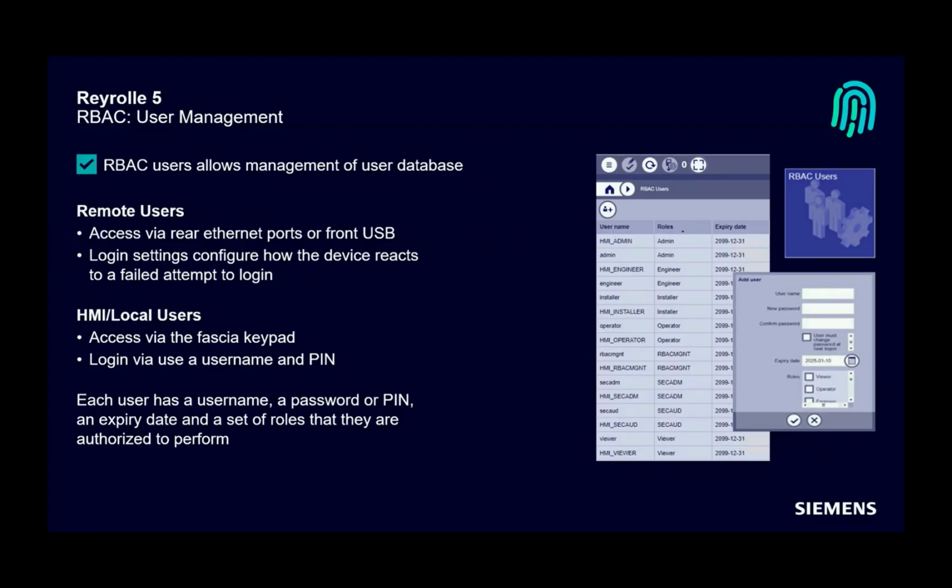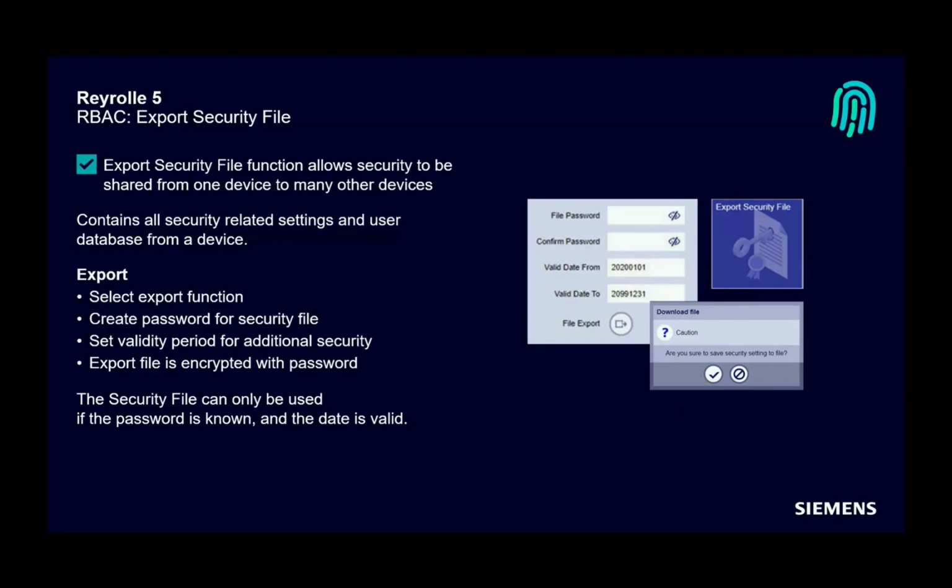And that's how we configure the users and the user database. We've now configured the security on our first device. Now we want to export the security configuration. The export makes it easier to share the security from one device to many other devices. This is going to save time when you have multiple devices to configure. When we export a security file, we include all the security settings and the user database from the device.